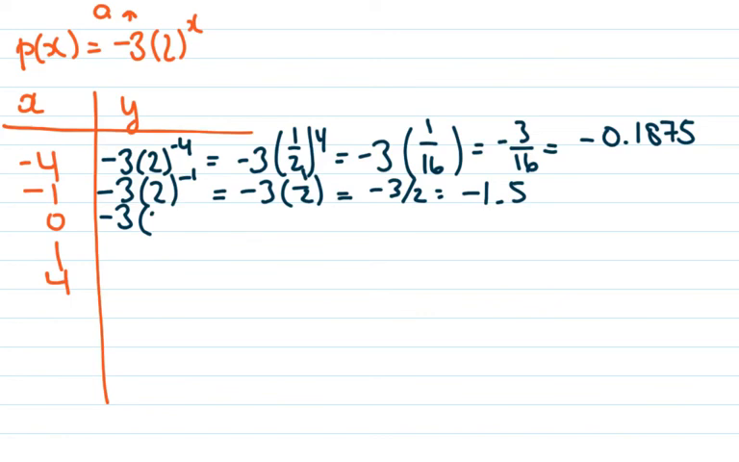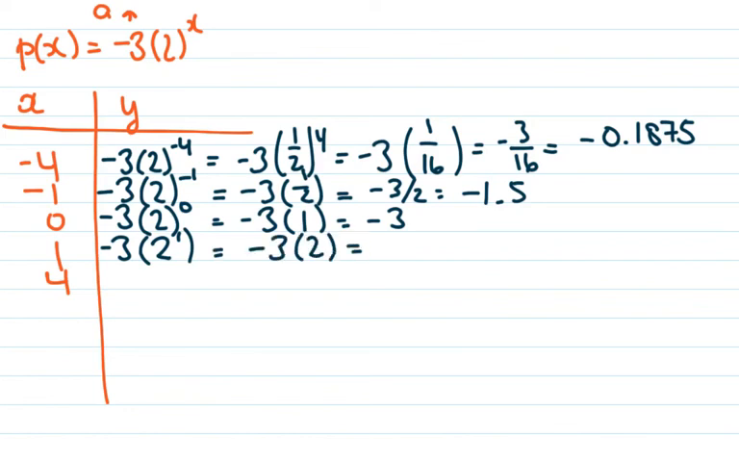When x is 0, I have negative 3 times 2 to the power of 0, which is negative 3 times 1, which is negative 3. When x is 1, I have negative 3 times 2 to the power of 1, which is negative 3 times 2, which is negative 6. And when x is 4, I have negative 3 times 2 to the power of 4, which is negative 3 times 16, which is negative 48. So take a minute to plot those, pause the video, and mine will be up shortly.